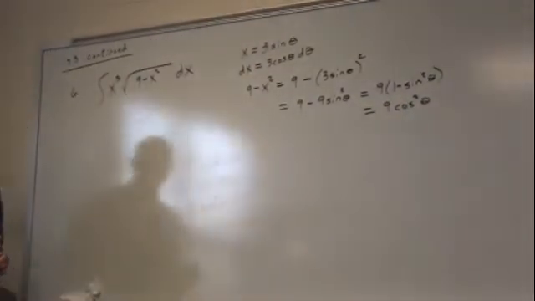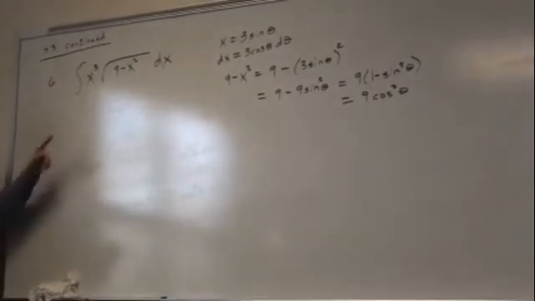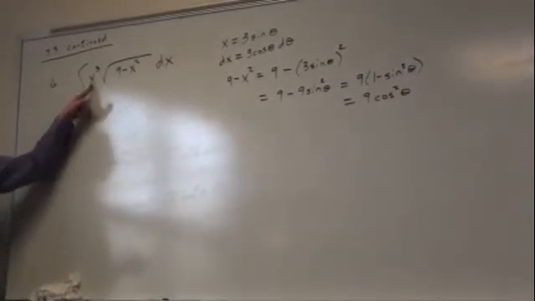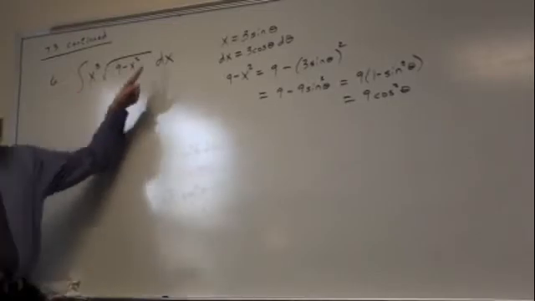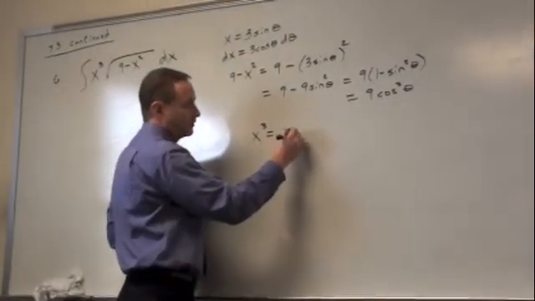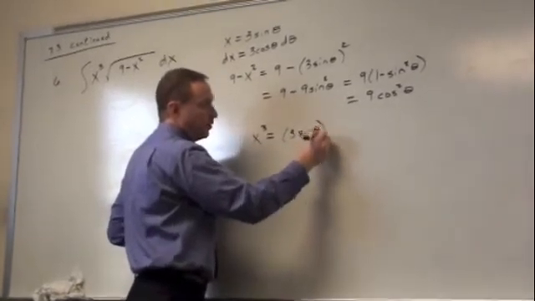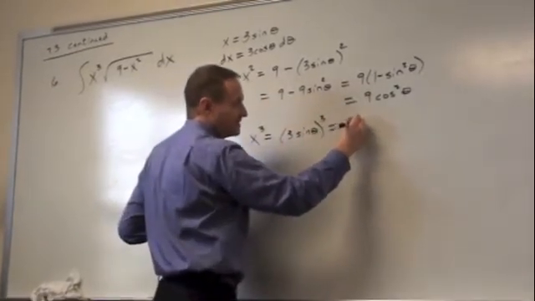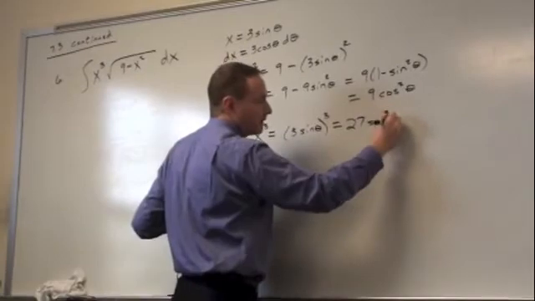So I can go into my problem. Oh, I need to worry about that x cubed in there as well, don't I? x cubed is just 3 sine of theta quantity cubed. That's going to be 27 sine cubed theta.